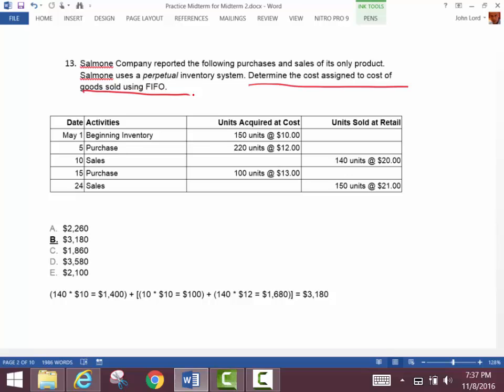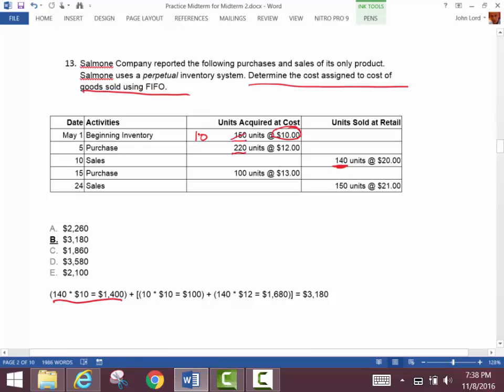Okay, so what happens? I start out with 150 units, I buy 220, and then I sell what? I sell 140, don't I? So what cost should I use for those 140? I should use the 10 times the 140 for those, right? You see the math right there? Okay, so now that means there's how many of those left? 10 of those left, right?